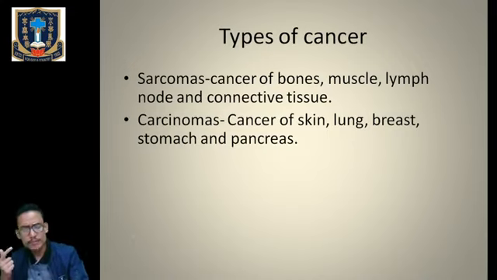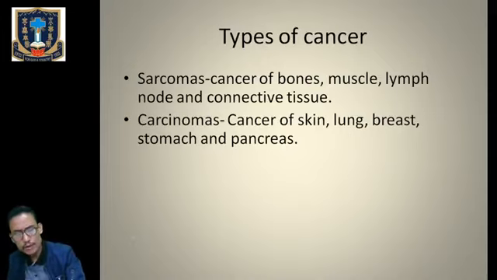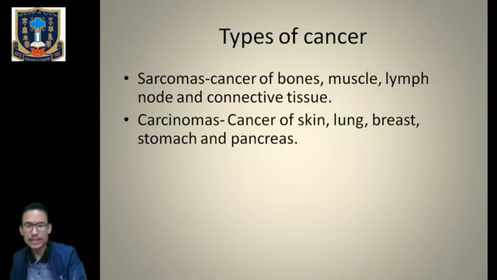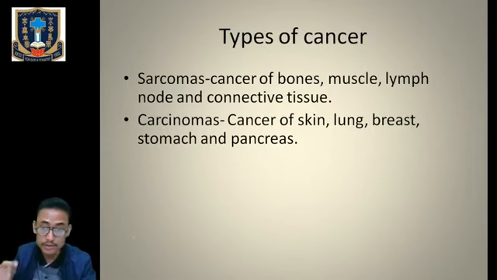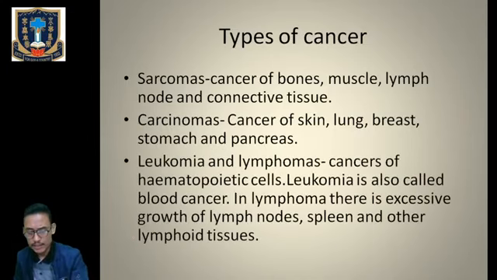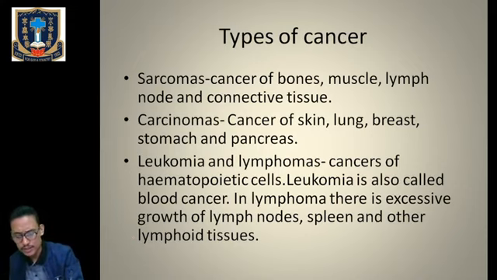Then we even have the melanomas, which are the tumors that arise from the melanocytes of the skin and other organs. Like we have superficial melanoma, mucosal melanoma, and we have nodular melanoma also. You know what melanocyte means, it is related to the pigmentation of the skin. Then we have leukemias and the lymphomas, which are the cancers of hematopoietic cells.